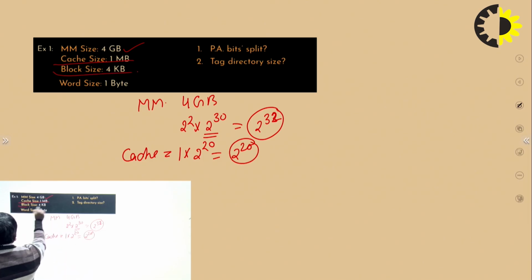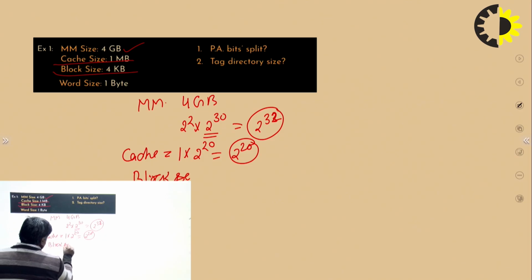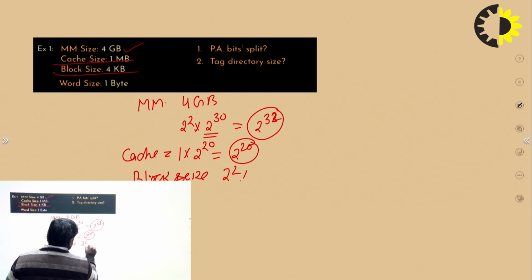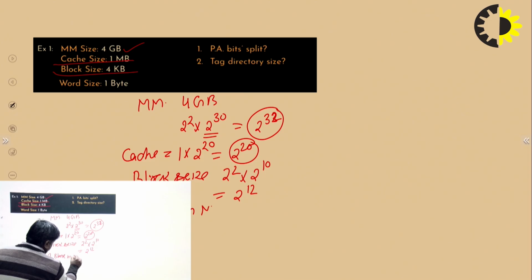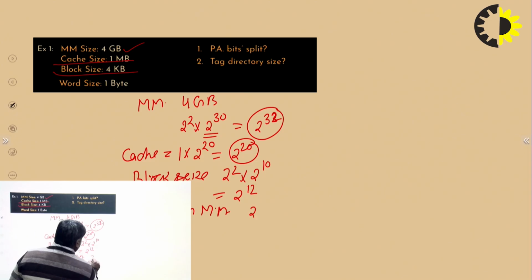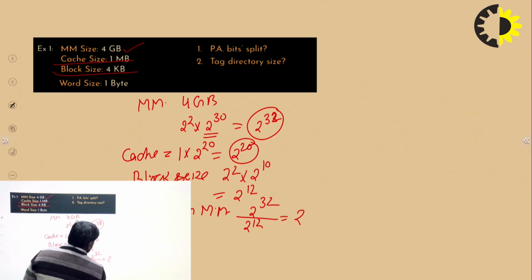Now this one is very important data. Block size is 4 KB. Block size is 4 into 2 to power 10, which means 2 to power 12. Then how many blocks are available in the main memory? That is 2 to power 32 divided by 2 to power 12, which means 2 to power 20.